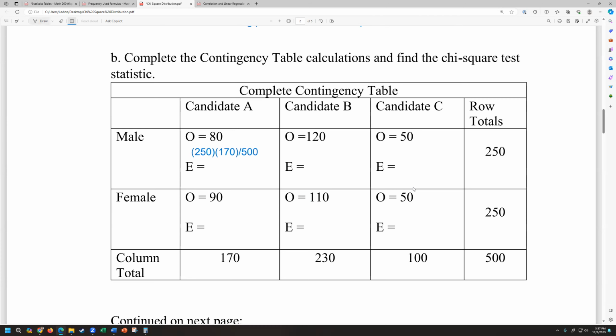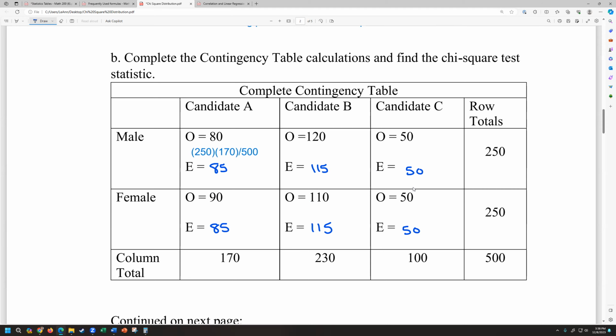Now, when I worked all of those out, here are the values that I got for each E. I got 85, and then for this one, I got 115. For this one, I got 50, so it's exactly what they observed. For this one, I got 85, 115, and 50.